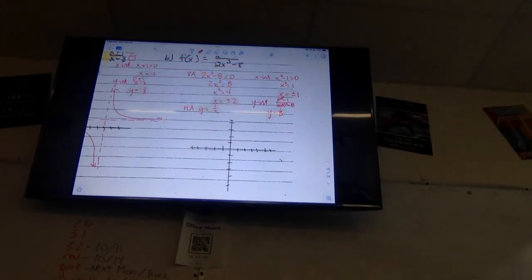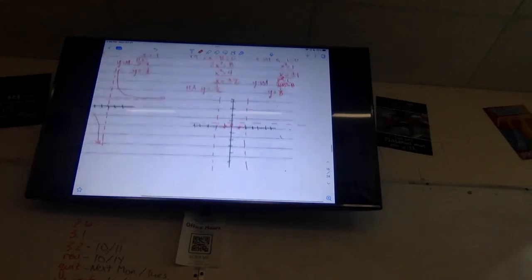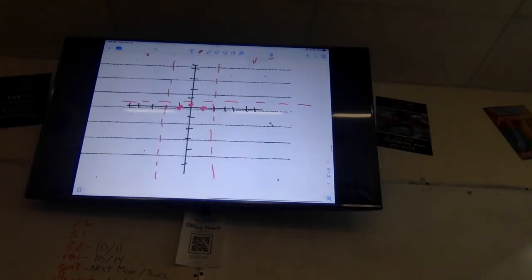All right. Let's see. Positive 2 and negative 2 are my vertical asymptotes. Y-intercept is at 1/8, but my horizontal asymptote is at 1/2. So it's somewhere in here. And then my x-intercepts are negative 1 and positive 1.